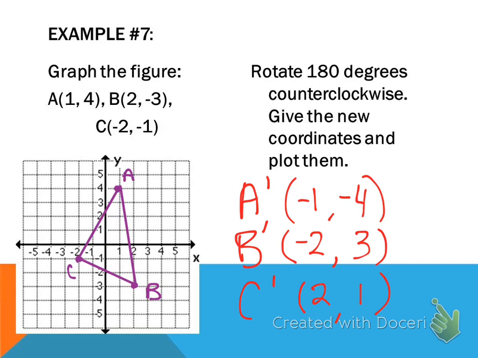How do I get to negative 1, negative 4? Left 1, down 4. So there's my A prime. What about negative 2, 3? Left 2, up 3. There's my B prime. And 2, 1. Right 2, up 1 is my C prime. And again, we connect our points to make our figure.